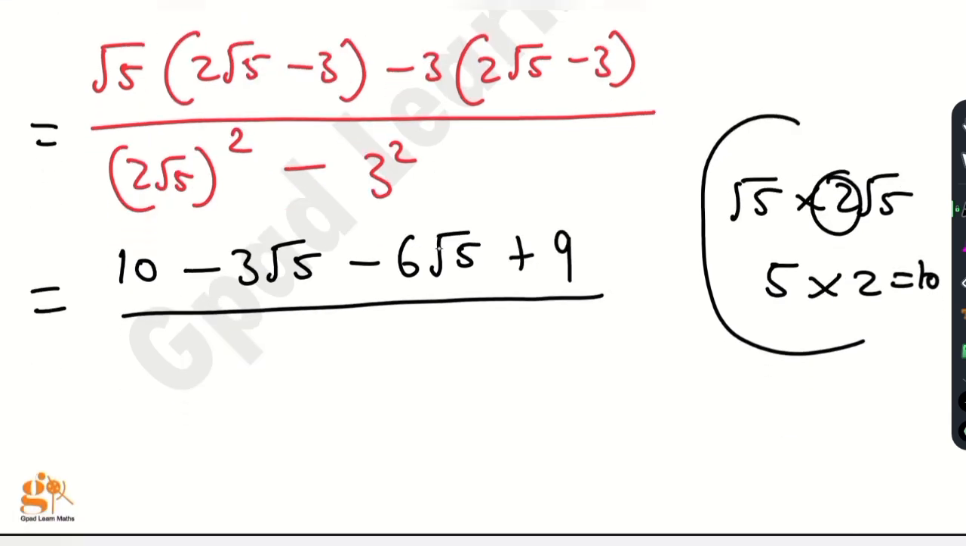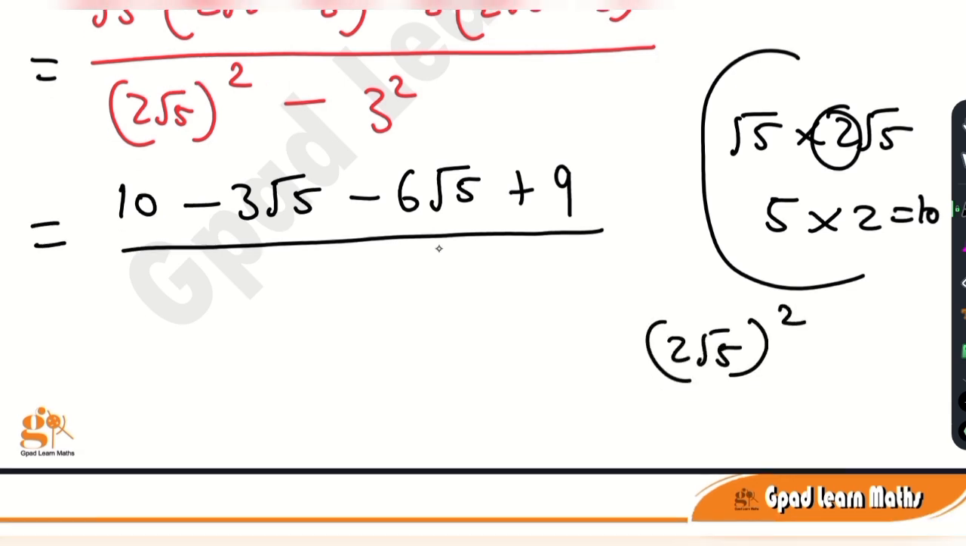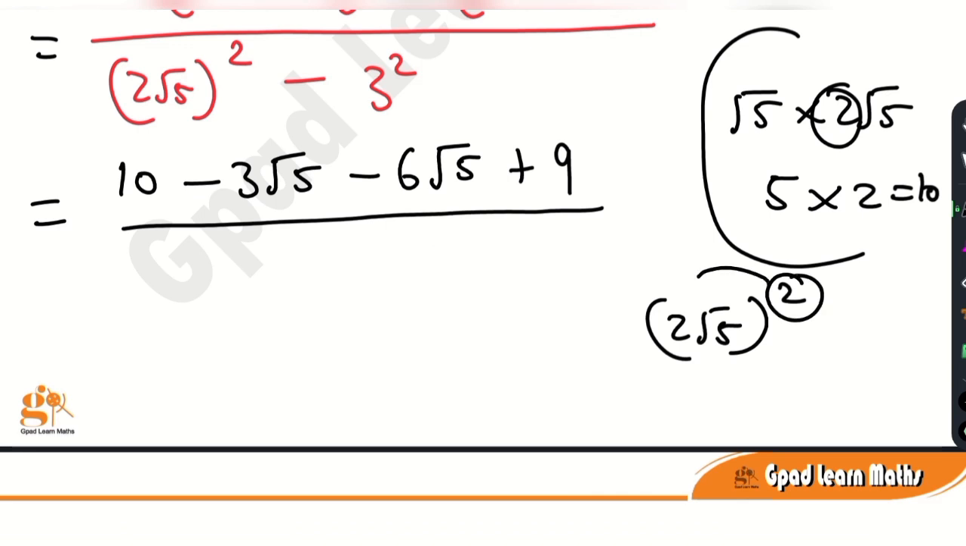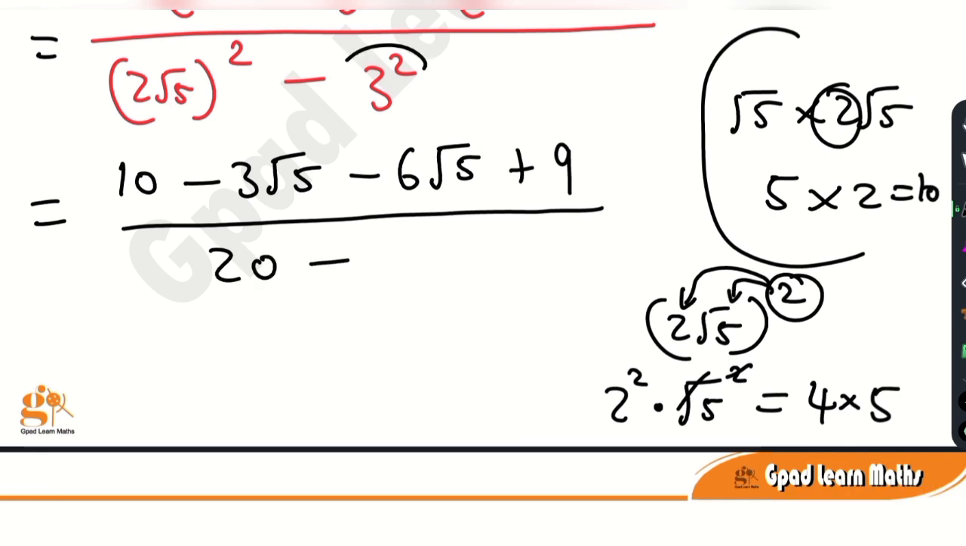Let's come to the denominator. What do we have? We have 2 surd 5 all squared. Here's how you do it. This square is going to be applied to 2 and then to surd 5. So you do 2 squared times surd 5 squared. What is 2 squared? That's 4 times. What is surd 5 squared? You can cancel the square and the square root. You have 5. So 4 times 5 is 20. So you're going to write 20 here, then minus 3 squared, which is obviously 9. Okay, let's move on.